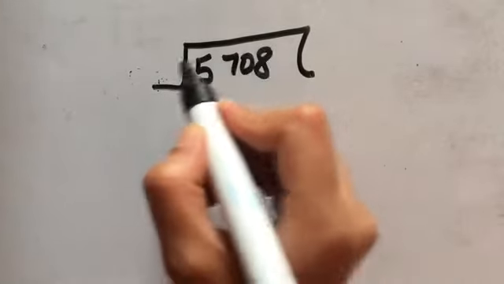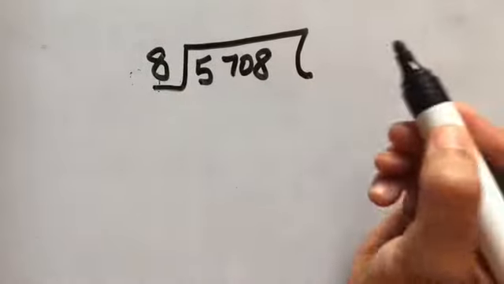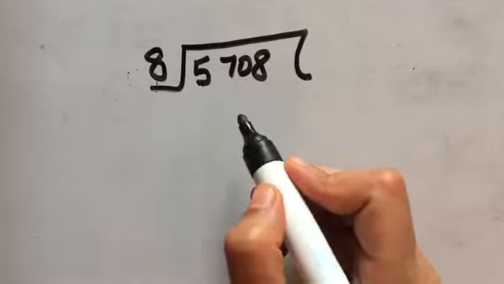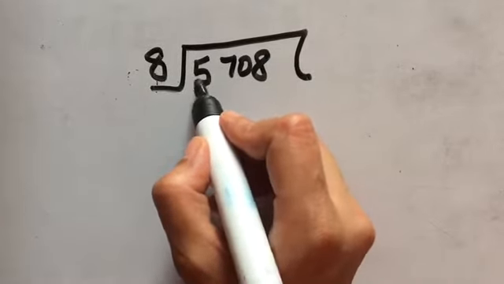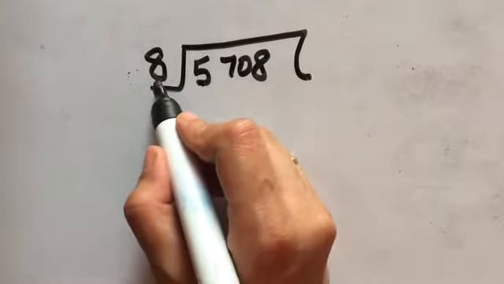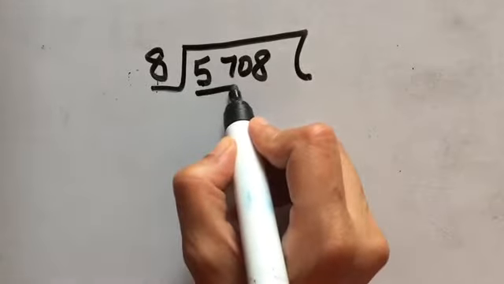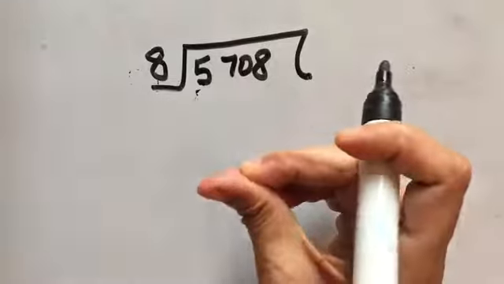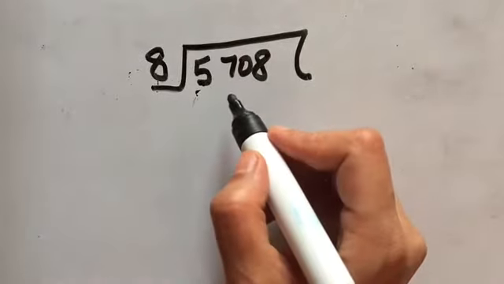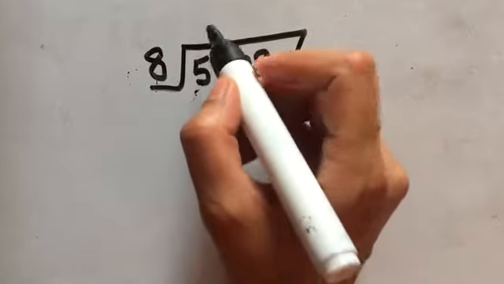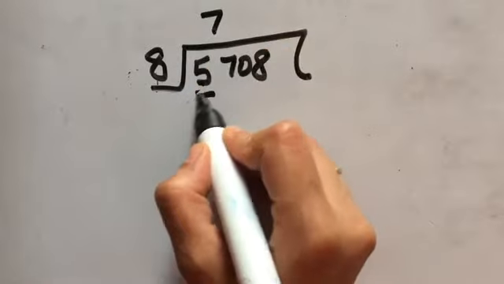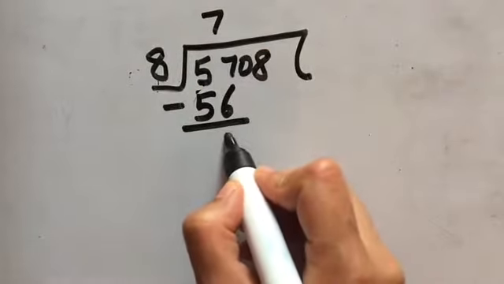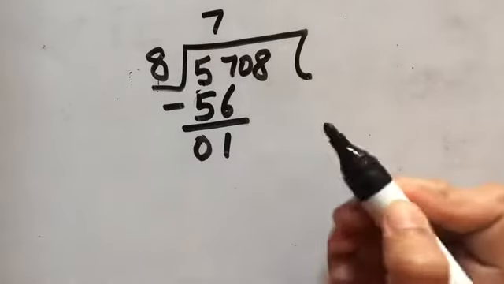5708 divided by 8. We have to start from the highest place value number, but we cannot take 5 because it is already less than 8. So we will take 57 in this case. Now what is the number in the table of 8 which is less than 57? 7 eights are 56. Now subtract it. 7 minus 6 is 1, 5 minus 5 is 0.